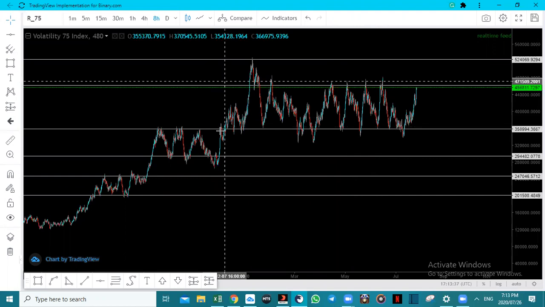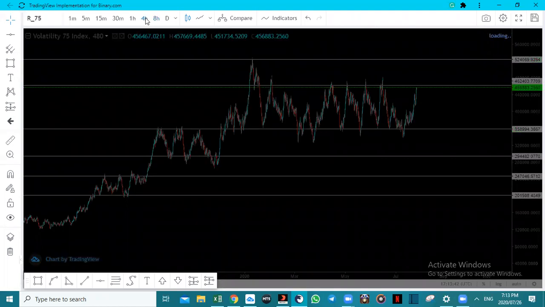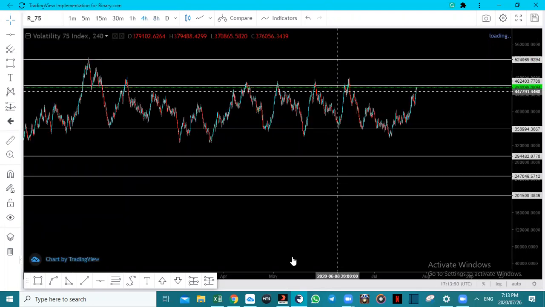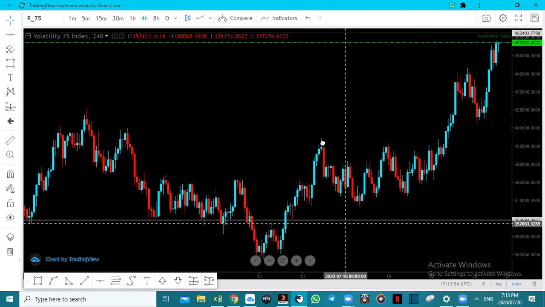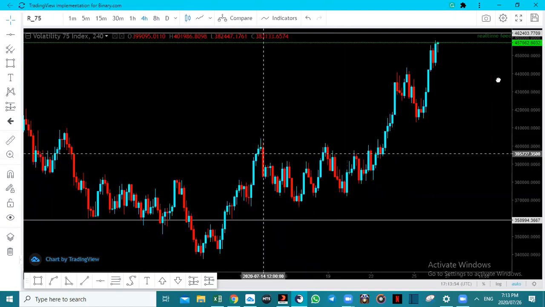As you can see right now, price is moving towards those areas. Let's move to the 4-hour time frame. If you guys can see right now, price is approaching a resistance area that we have highlighted.